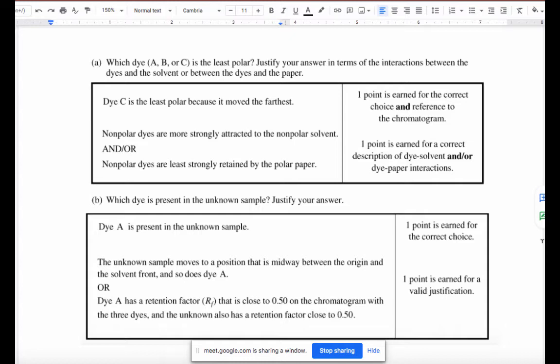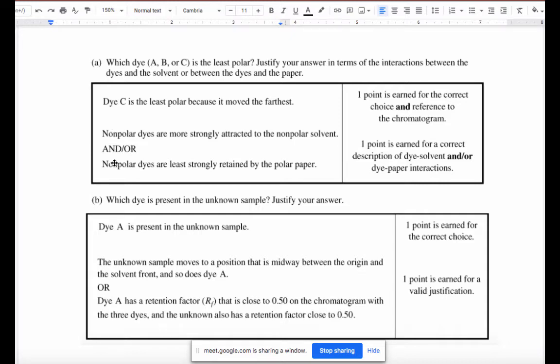The second point came from talking about either the dye to the solvent or the dye to the paper interactions. So notice here it says and/or. So we could say it is either dye-solvent or dye-paper, or you could have said both. So the nonpolar dye is more strongly attracted to the nonpolar solvent, which is why it moves the furthest, or the nonpolar dye is least attracted to the polar paper, so it's not going to stick to the paper as easily and it's going to move up further.